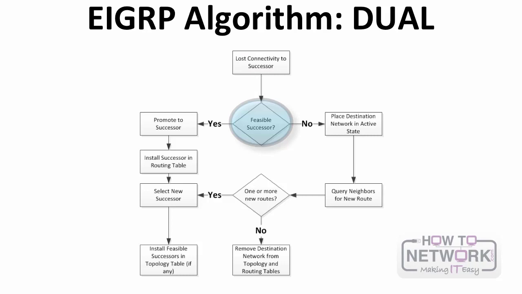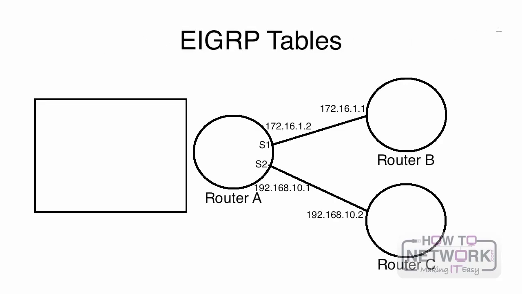And if the DUAL algorithm states, yes, there is a feasible successor, a second best path, it will then promote that second best path to the best path. So that becomes the successor. Once it's the successor, it is then installed into the routing table. So for example, it would be installed into the IP routing table. And then the router would begin to use that new path. So this chart gives you a high-level overview of how the DUAL algorithm runs. But it's important to know these concepts of successor and feasible successor as you move forward with EIGRP and how DUAL uses that information.